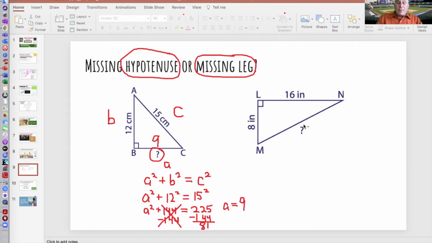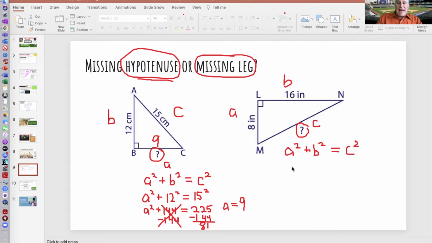But if you have a problem like this, where it's the hypotenuse that's missing, in this case, you're going to add because you know both legs. So you're going to take A squared plus B squared equals C squared. I'm going to identify always the hypotenuse is C, the short leg is A, the long leg is B, but it doesn't really matter if you mix those up because you're adding them.